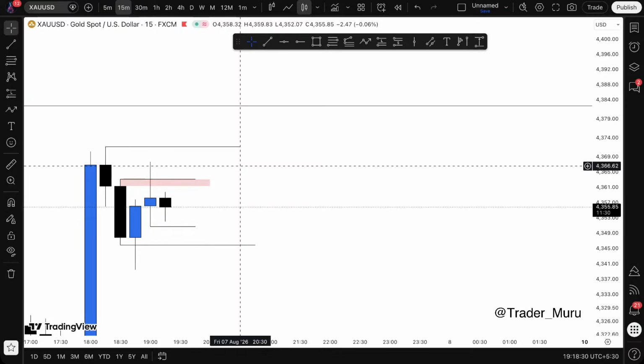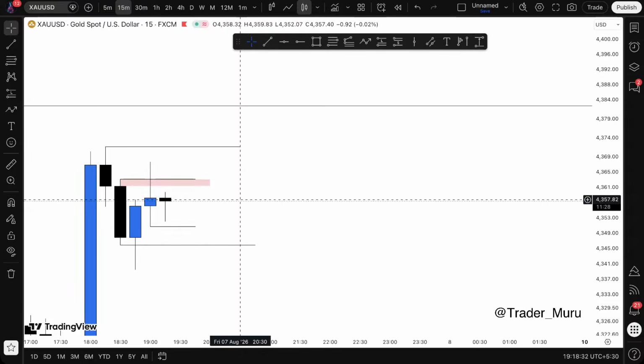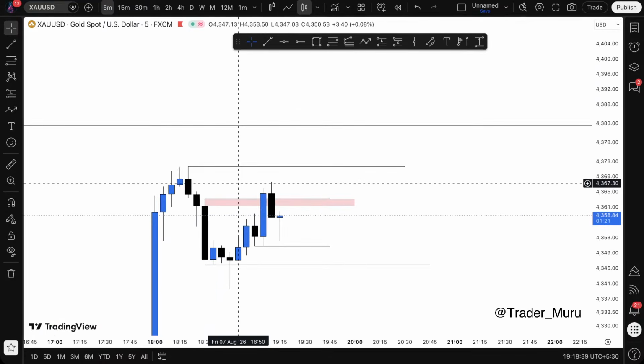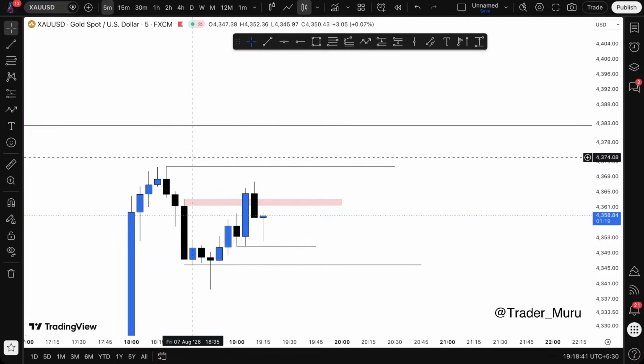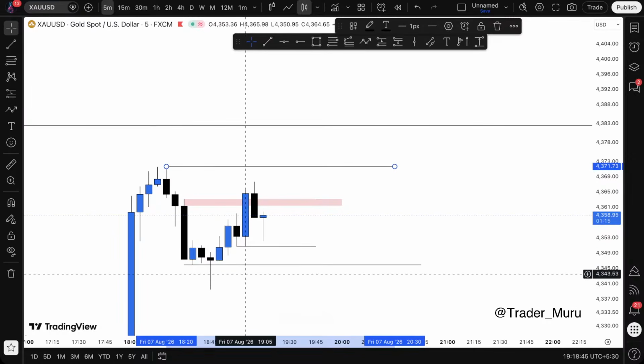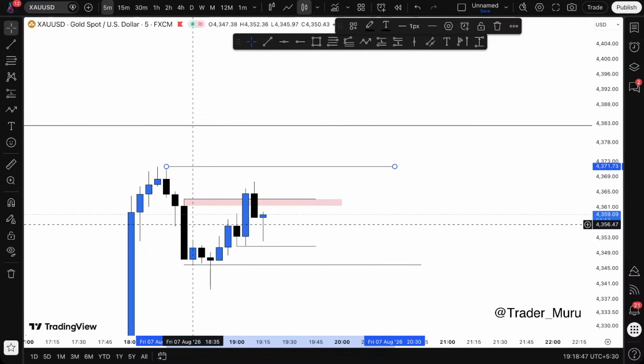15-minute is already bearish. 5-minute, hope we get a sweep. It would be much better. Otherwise, this range will eat so many of our stop losses.